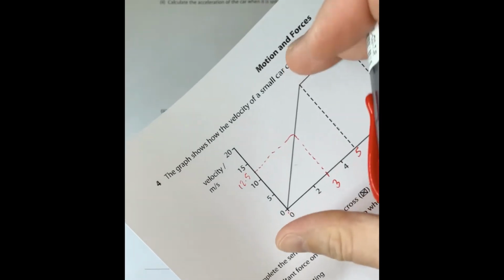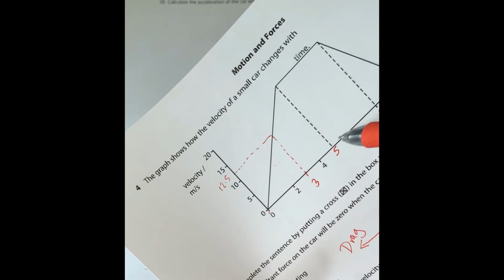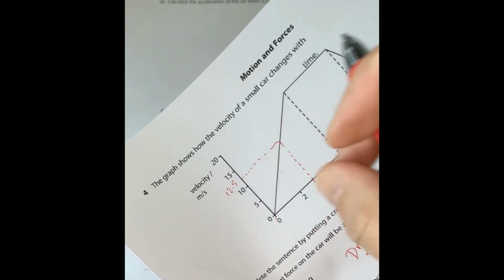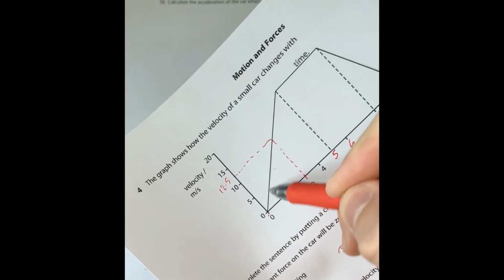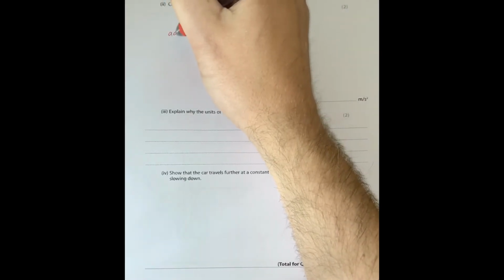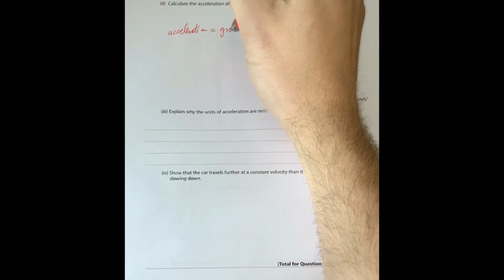It's easier to take a gradient going from two very large points, so a long part of the line rather than a tiny little bit. That's difficult to do. So what I'll do is work out the entire gradient of the line in the 5 seconds, increasing by 20 meters per second. I mean that the acceleration on a velocity time graph is the gradient of the line.